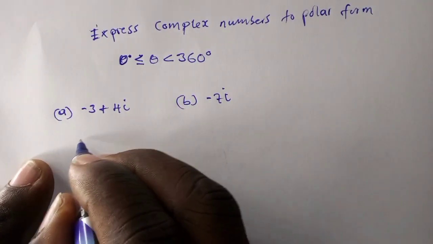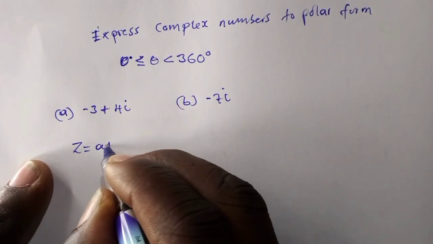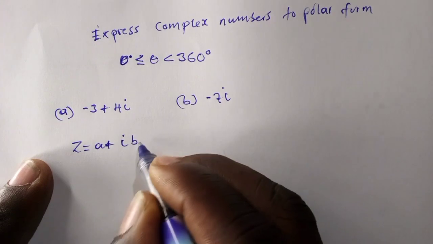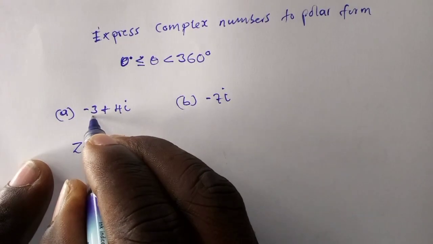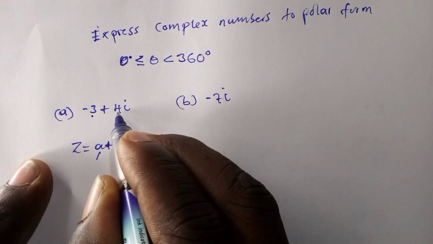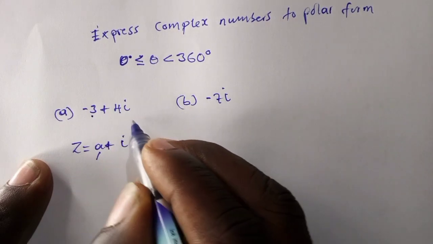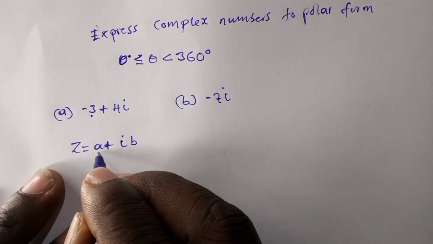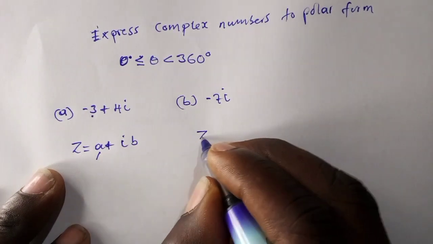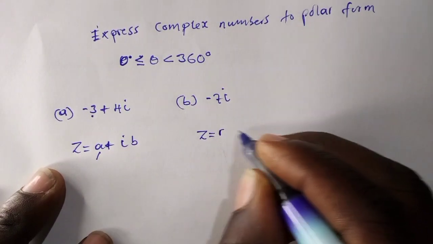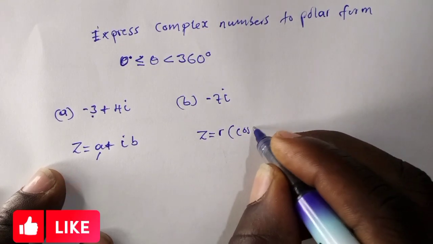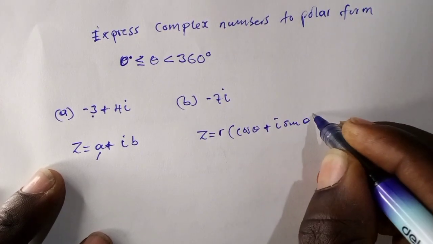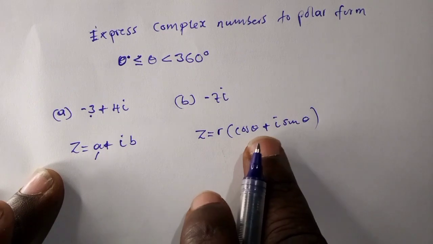finding the complex number is z equals a plus ib, where a represents the real axis, which is the x-axis, and 4i represents the imaginary number, which is on the y-axis. So we have to take this equation into this equation here, which is z equals r open bracket cos theta plus i sin theta.